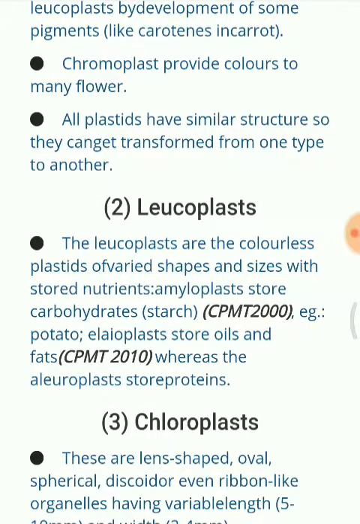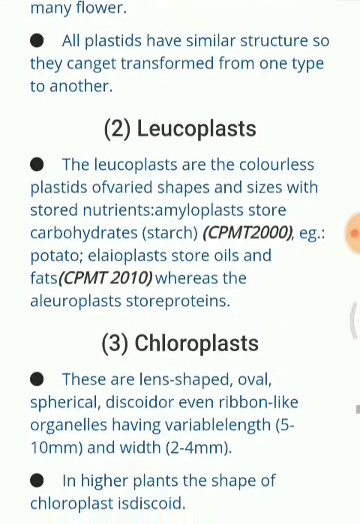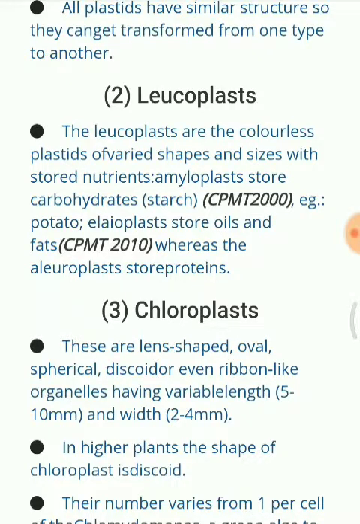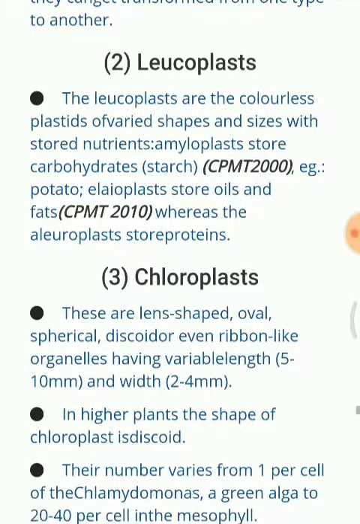Leucoplasts. The leucoplasts are the colorless plastids of varying shape and size which store nutrients. Amyloplast stores carbohydrates, starch, for example potato. Elaioplast stores oil and fats, whereas the aleuroplast stores protein. And amyloplasts are also there.